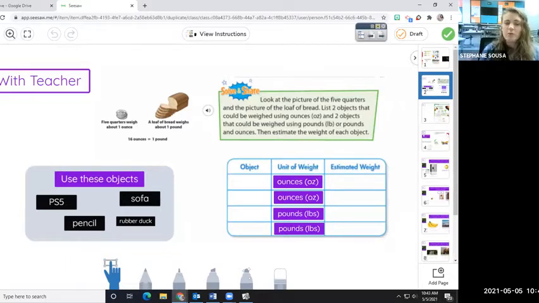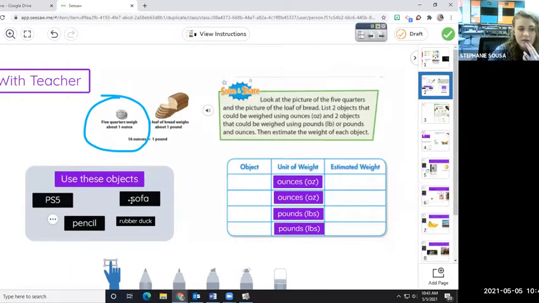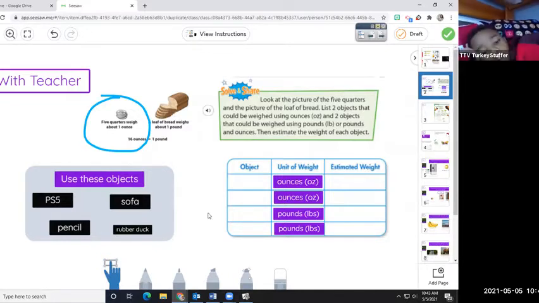What objects would we measure using ounces? So the smaller object. When we're talking about ounces, do you think we would measure a PS5, a sofa, a pencil, or a rubber duck in ounces in that smaller amount? Terrence, which one would you measure in ounces? Rubber duck. A rubber ducky.